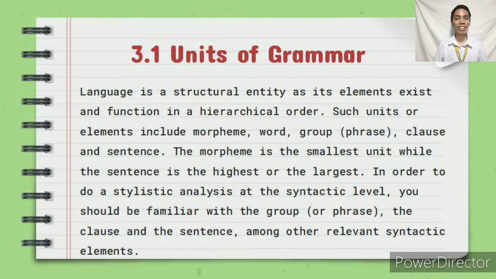So it says here that language is a structural entity as its elements exist and function in a hierarchical order. So when we say hierarchical order, it's from descending to ascending. So we have first the morpheme, and from morpheme we can form a word, and then from words we can form group or phrase, and then from that group or phrase we can form clause, and then we can also form sentence from that clause.